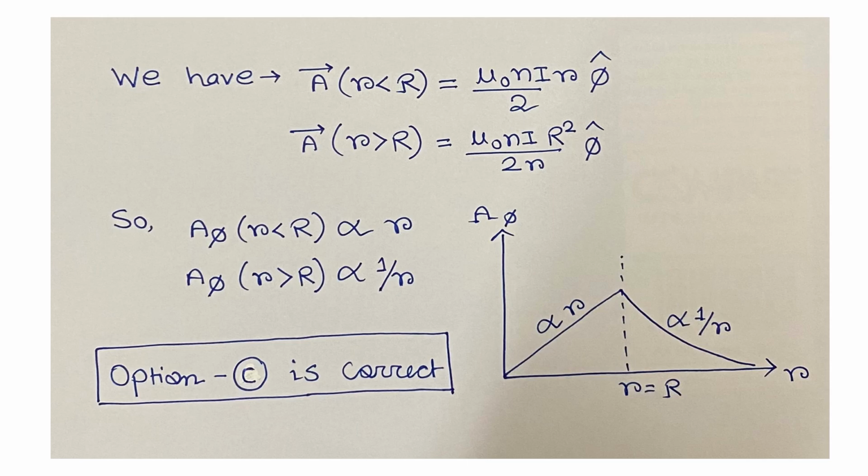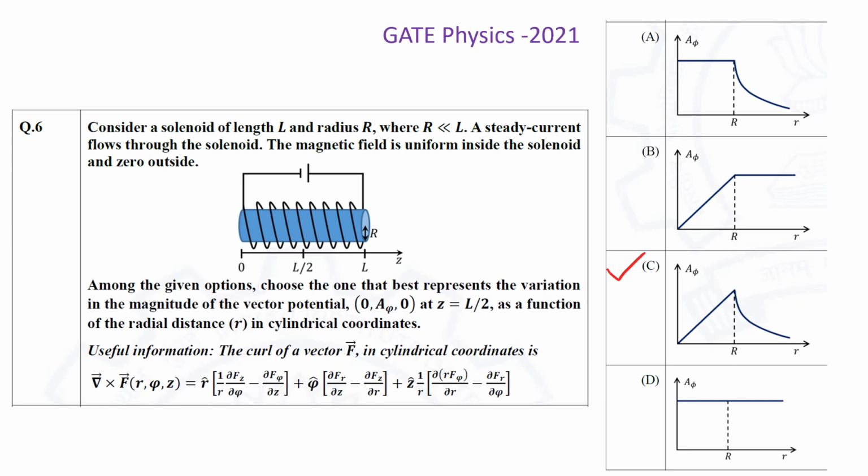As of now, we have calculated the vector potential for both inside the solenoid and outside the solenoid. So if we see the expressions of vector potential, then A phi is proportional to small r inside the solenoid, and it is proportional to 1 by small r outside of the solenoid. So if we plot, the plot will look like this. Among the four options, option C is representing the variation of the vector potential as a function of radial distance small r correctly.